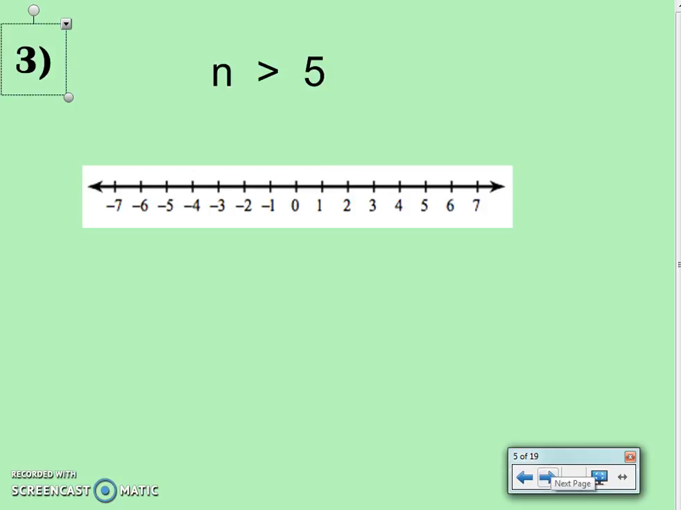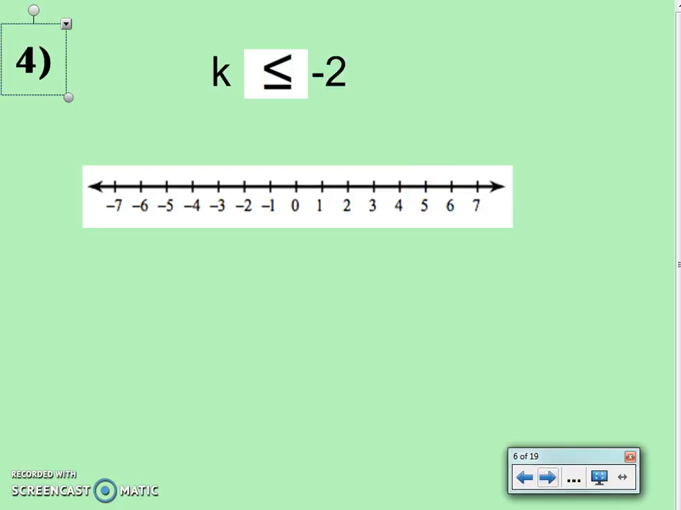Next one, n is greater than 5. Since it's a greater than symbol, that's an open circle. An open circle means 5 cannot be one of my solutions because 5's not greater than 5, but that's my starting point. So I can pick any number that's greater than 5, so I have to shade to the right. Let's do the little trick. Remember, put the line into the arrow. Looks like the arrow is pointing to the right, so I shade to the right.